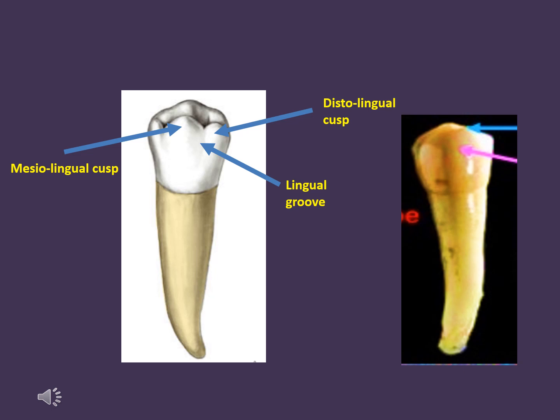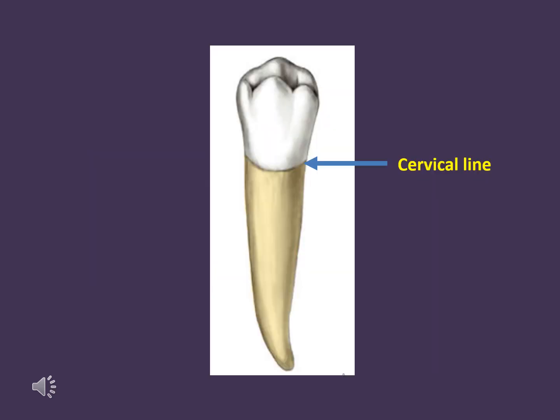The lingual surface is smooth and convex in nature. If you see, the cervical line is slightly convex or even straight in nature. Moving on to the root, it is conical in shape, smooth and convex, and tapers apically with a blunted apex.